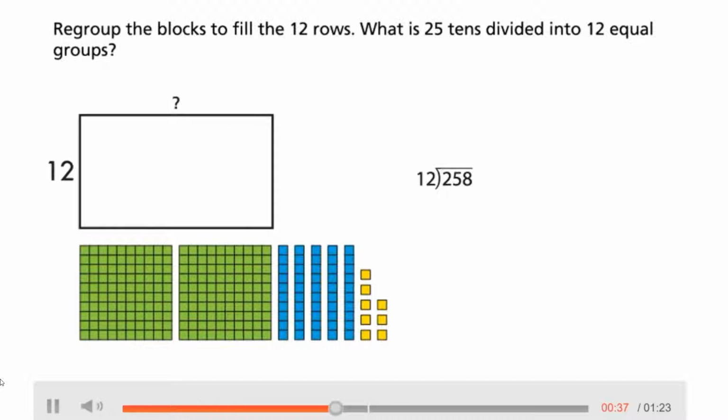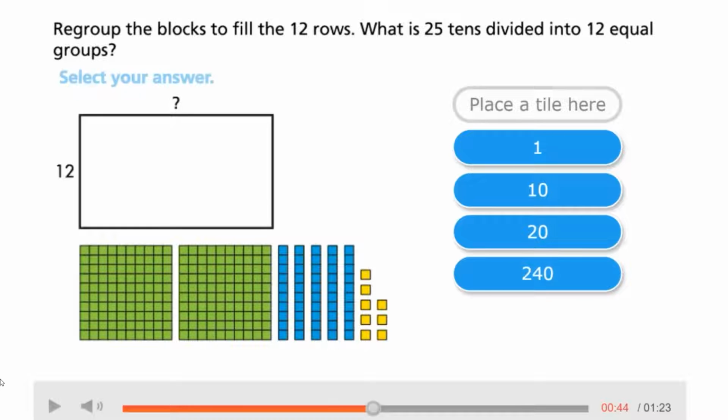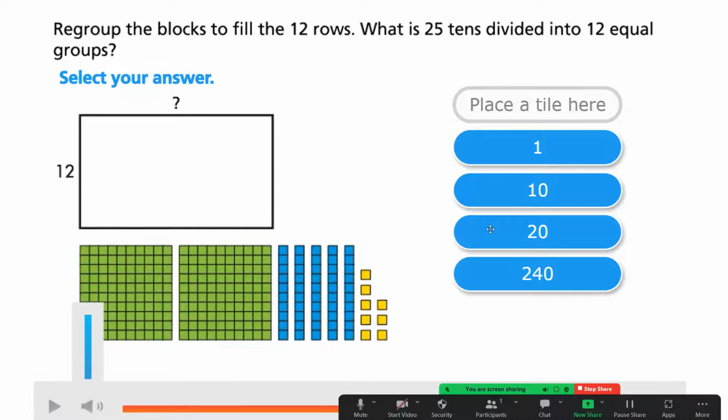Regroup the blocks to fill the 12 rows. What is 25 tens divided into 12 equal groups? Select your answer. Okay, so here they're asking us to figure out what is 25 tens divided into 12 equal groups. So 25 tens is 250, right? So we're going to divide 250 by 12. Now 25 divided by 12 will only give us about 2, right? 12 times 2 is 24. So it's going to be about 20 here.